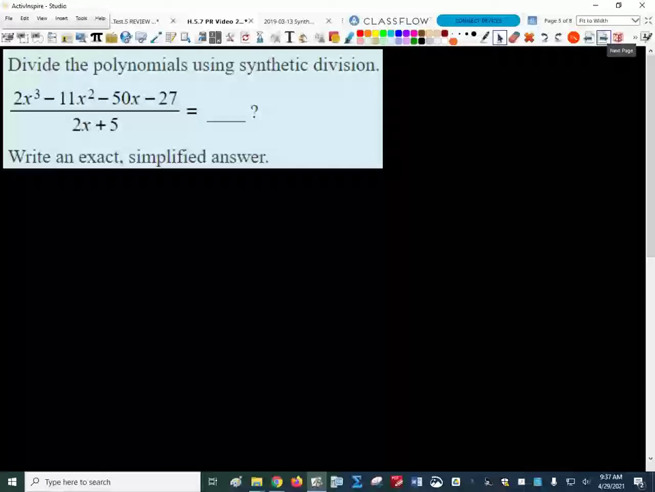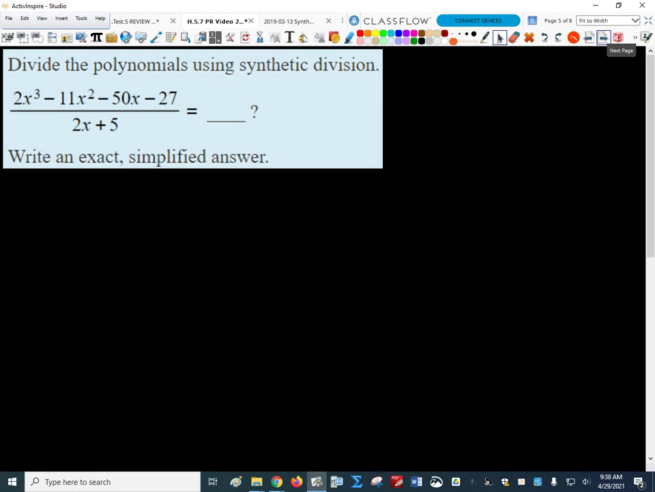What about one like that? Okay, what's wrong with that picture there? The denominator, right? The denominator is not written in the form x plus or minus a number. Okay, so what could we do to this then to put it into that form?